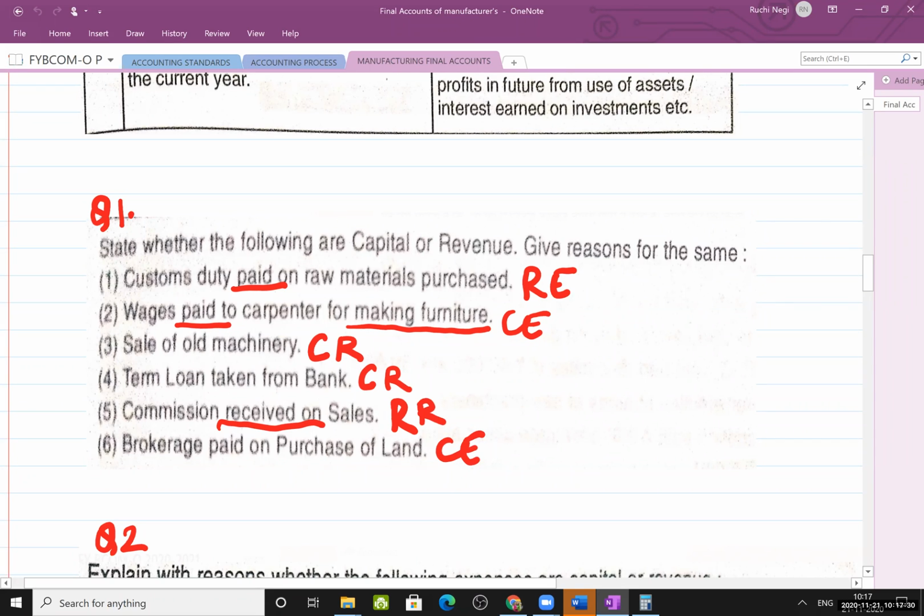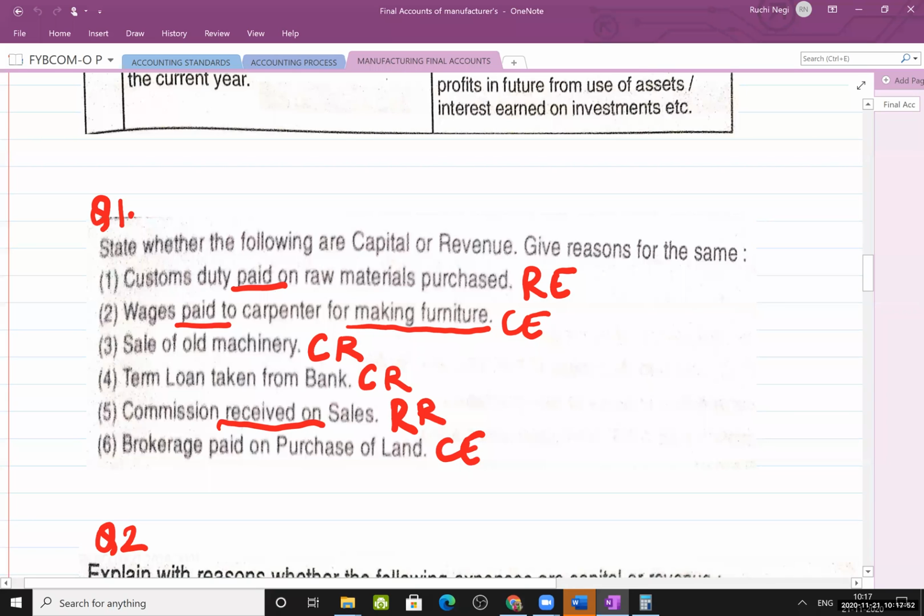As a manufacturer, your work is buying and selling of goods. When you are making goods, first of all you purchase raw material. So any expense which you incur while purchasing your raw material adds to the cost of the raw material. It increases the cost of the raw material, and so it is a revenue expenditure.